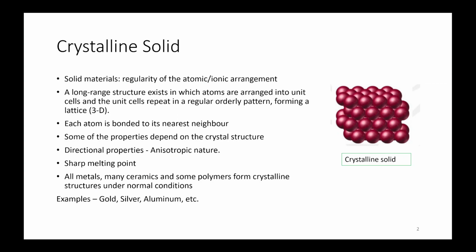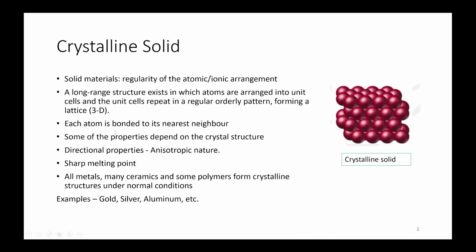In the first lecture, we studied crystalline solids. In solid materials, there is a regularity of atomic and ionic arrangement. If there is a long range structure in which atoms are arranged into unit cells, and the unit cells repeat in a regular or orderly pattern, it forms a 3D lattice. This is your crystalline type of solid.